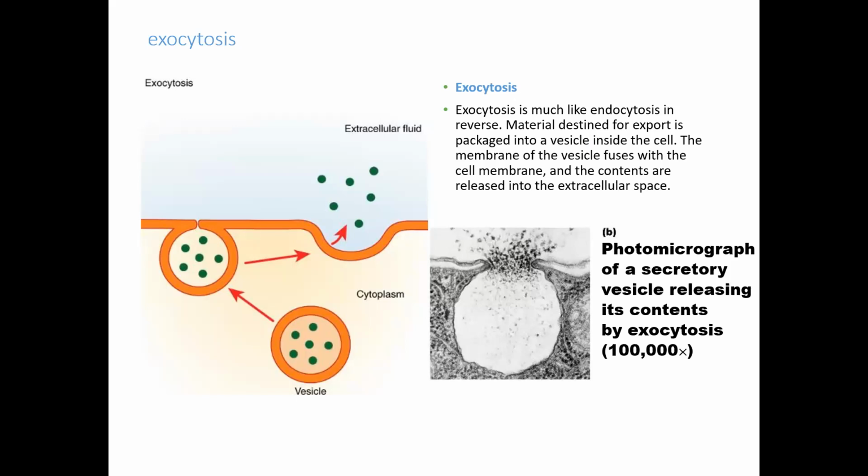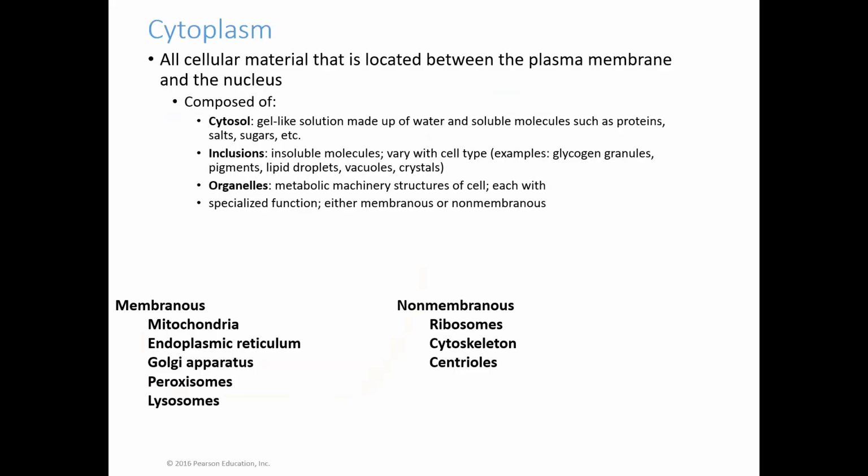And on the right-hand side, you see an image there of a vesicle magnified 100,000 times, releasing something to the outside of the cell. So this way we can deliver all the contents at one location at one time. Okay, so that is how we get stuff across the membrane. Now let's try to move on to a little more exciting topics.